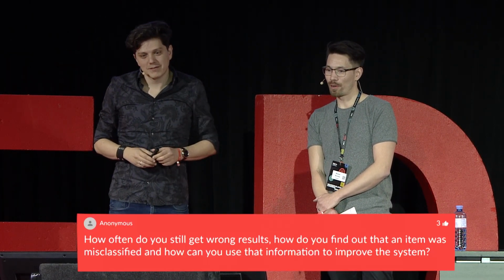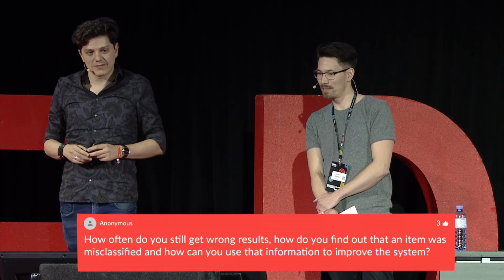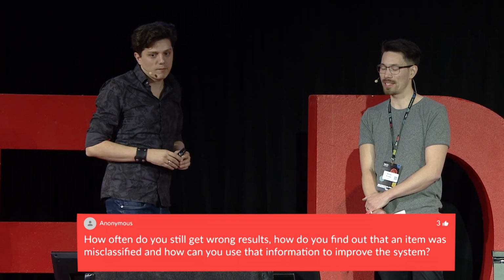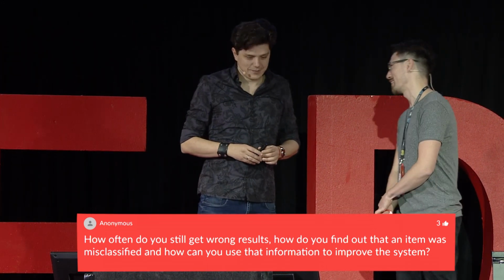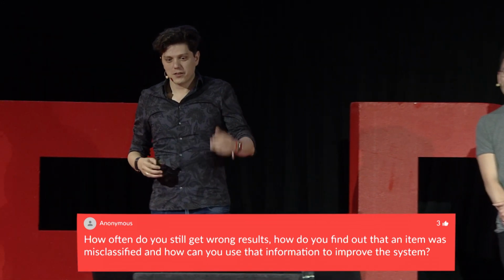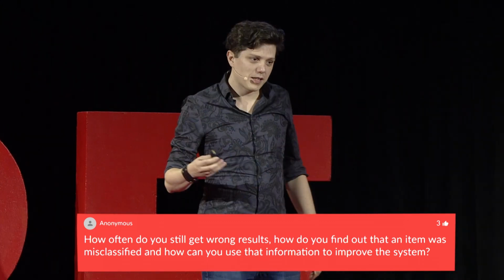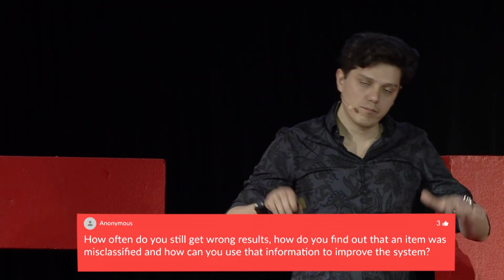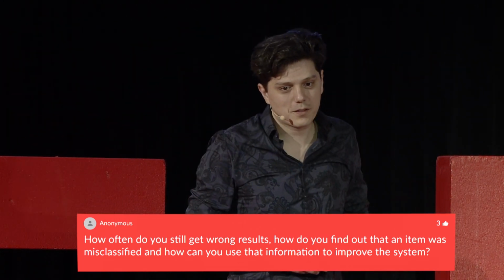The next question says, how often do you still get wrong results? How do you find out that an item was misclassified, and how can you use that information to improve the system? So a multi-layered question here. I guess what you mean by that is a feedback loop. Of course, we have a feedback loop, and we leverage this. We put it into the weight balancing, so it's a really good question.